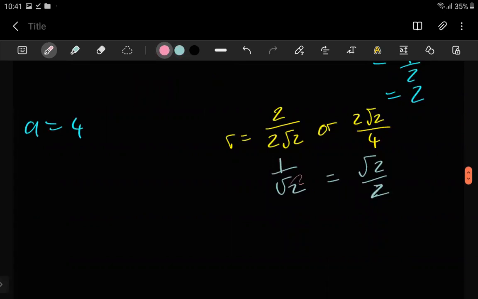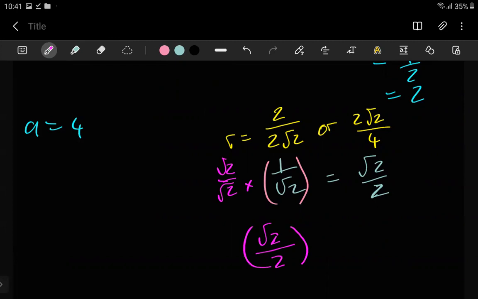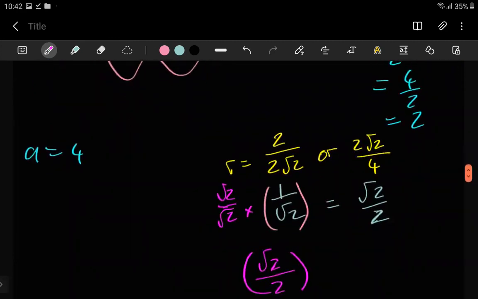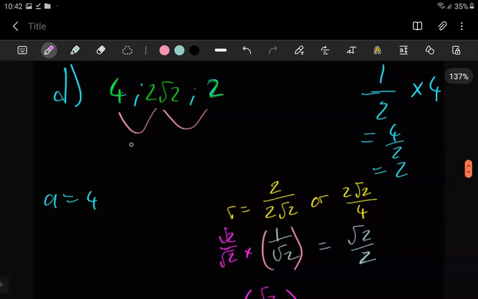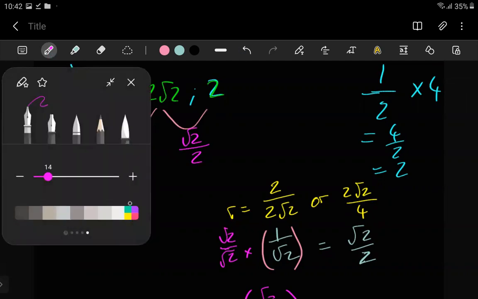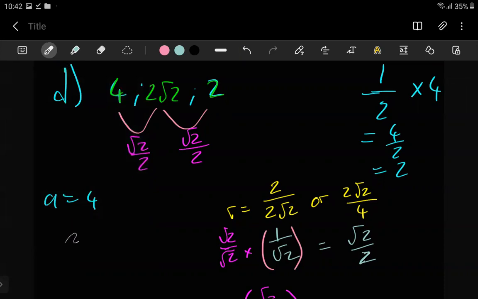Because remember, they will have just rationalized it, meaning your calculator would have just multiplied it by square root of 2 over square root of 2. At the top you'd end up with square root of 2, and at the bottom you'd end up with 2. You see? So that's why they are equal to each other. So if you use your calculator, you'll always be getting the same answer, so you can be calm. So R is equal to square root of 2 over 2.